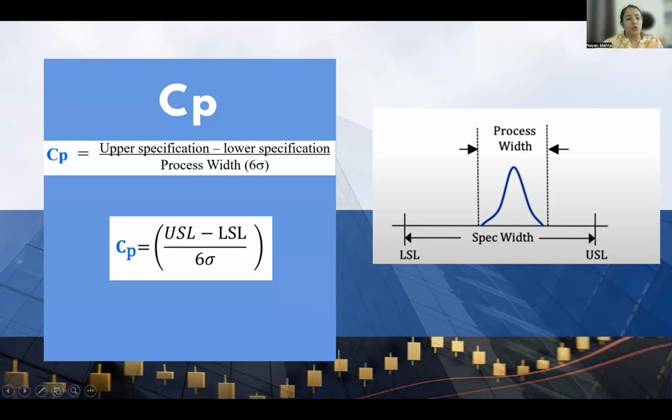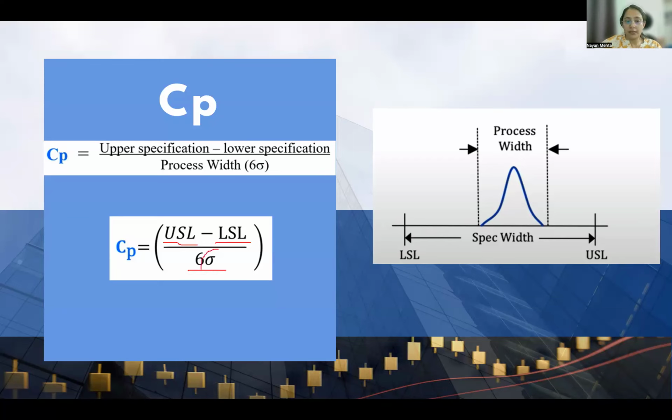Okay, so CP. What is the full form of CP? If anyone remembers it from yesterday. Process capability. Wonderful. So CP is the process capability index, right? So basically, CP is a way to measure the potential capability of a process. All right. So our formula is very simple. It is upper specification limit minus lower specification limit divided by 6 standard deviation.